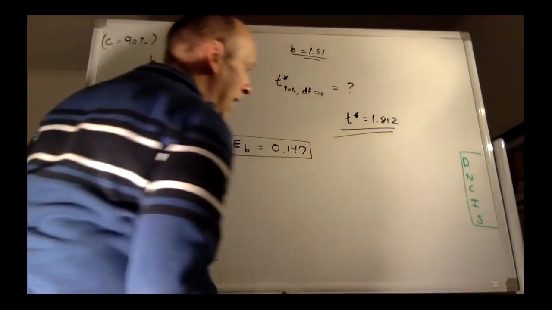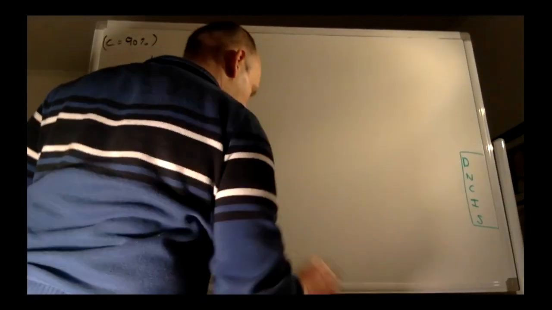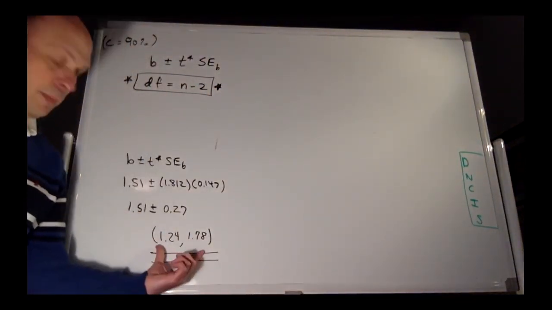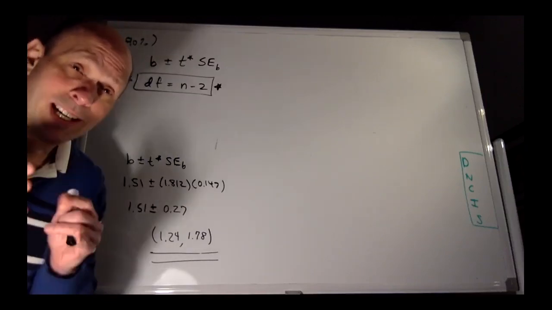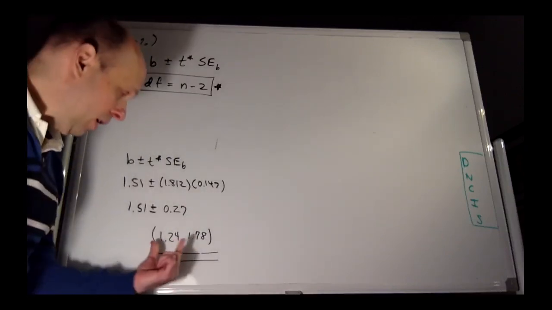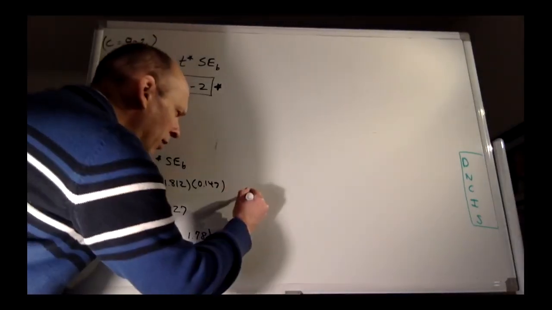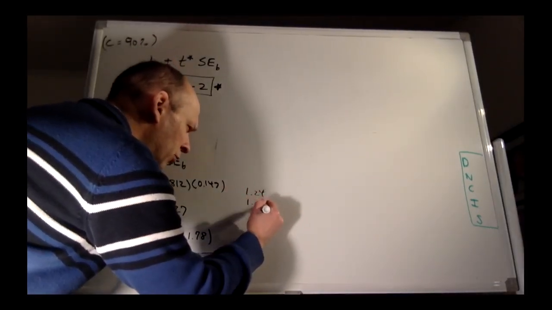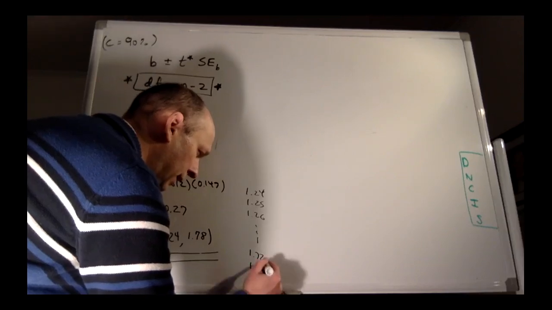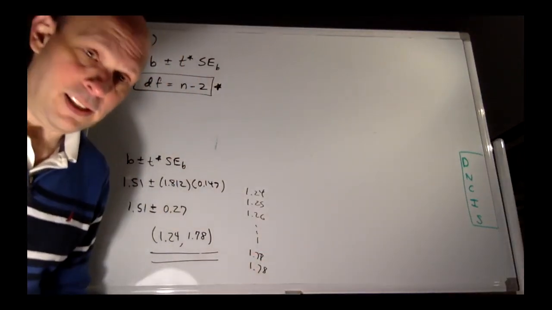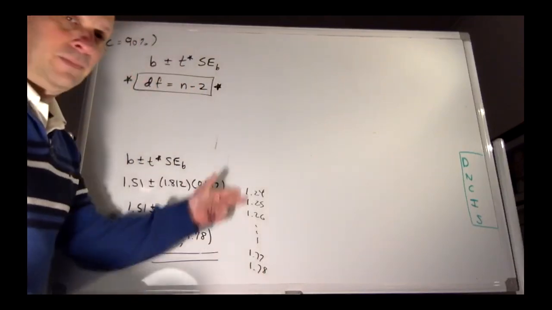So we've done this step. And now, of course, we need to state our conclusion. Before we do, let's talk about this for a second. What we're saying is we don't know what the true slope is for the true regression line, but we're 90% confident that it's a number on this list, 1.24, 1.25, 1.26, all the way up to 1.78. I don't know what the true slope is, but it's some number on this list. At least I'm 90% confident that it is.